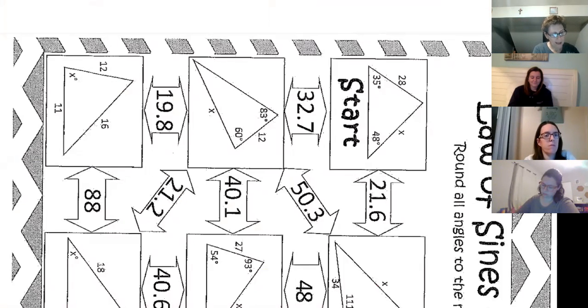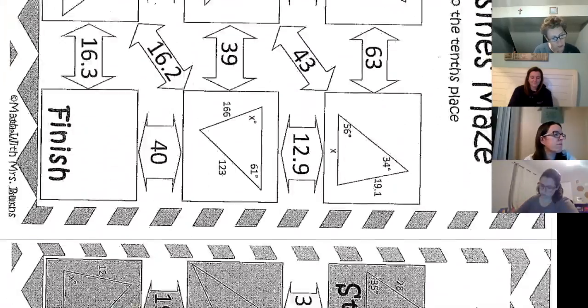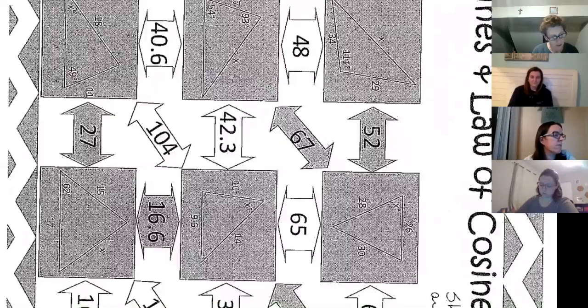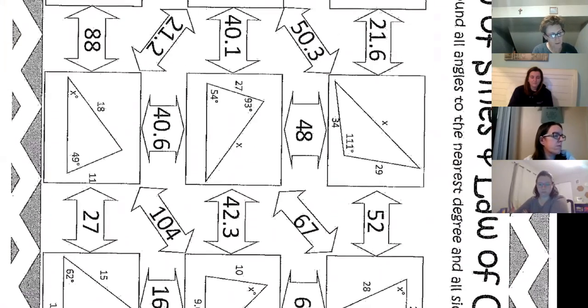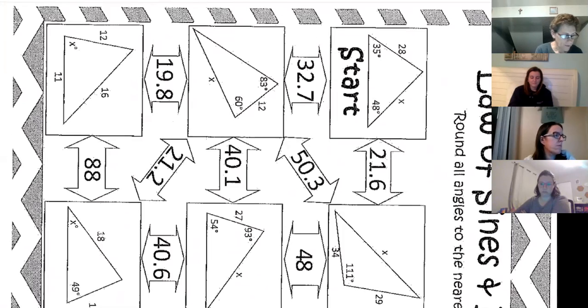Okay. So I gave you the maze, but I also gave you the answers. So this is how the maze works. Here's your first problem. You start there. If, for example, you think your answer to X is 21.6, then you would go this way. And then you follow the maze. So it will give you a chance to practice.